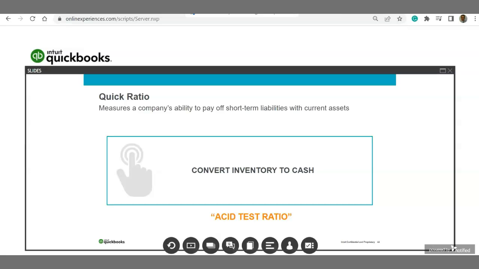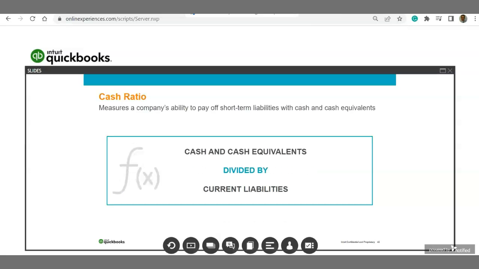All right, here's our third one, the cash ratio. See that in orange? The cash ratio is calculated as cash divided by current liabilities. So just like the other two, this ratio measures the company's ability to pay off short-term debt, but with cash and cash equivalents, which means money available in the bank accounts.